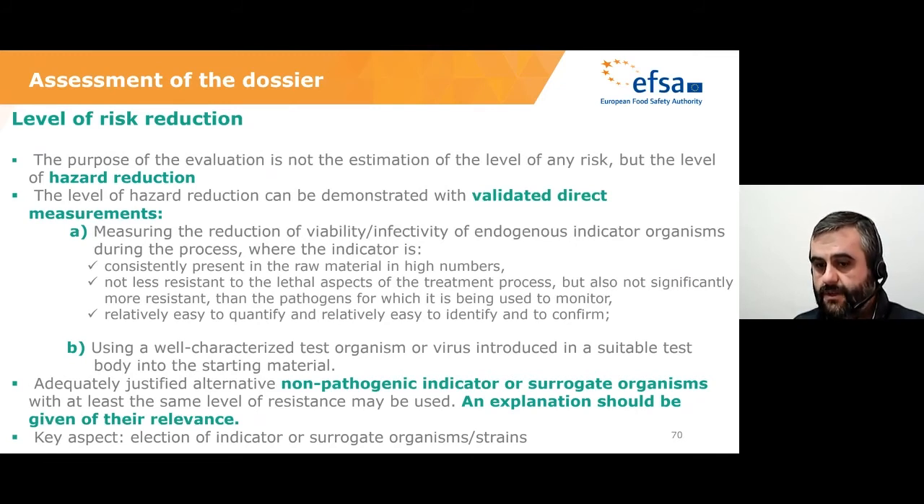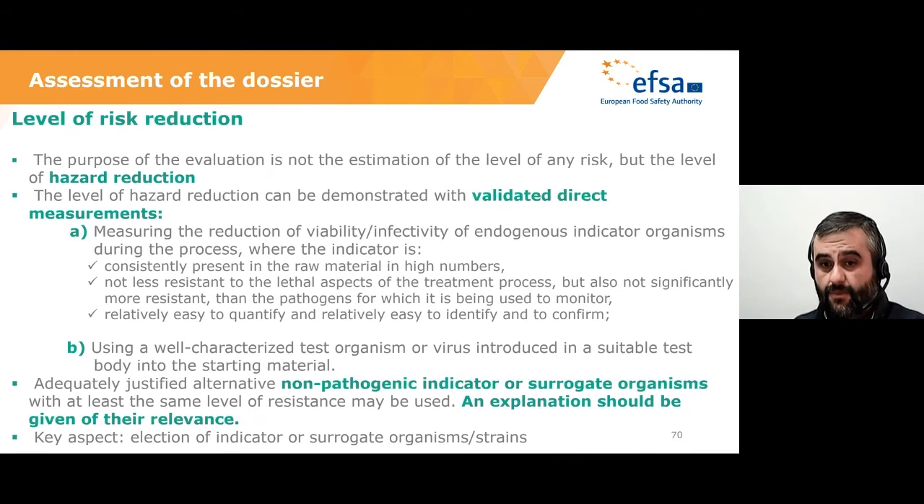So to have the possibility of following the process at experimental level, measuring the reduction of microorganisms that are naturally present in the material, endogenous organisms. Normally, these would be endogenous indicator organisms that should always be present in the raw materials and in high numbers, because we need to see what is the level of reduction we achieve.